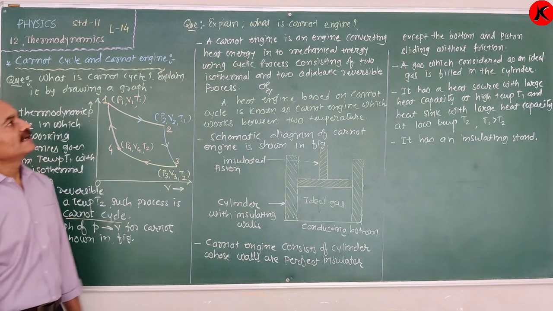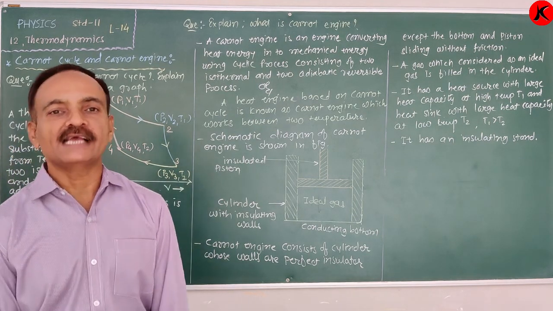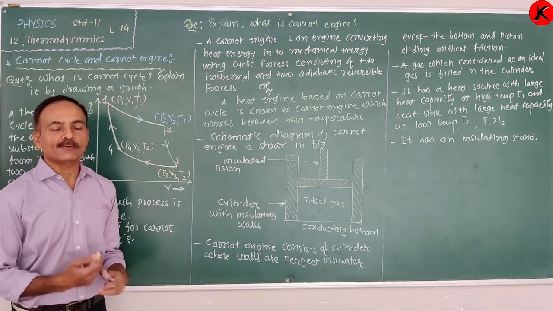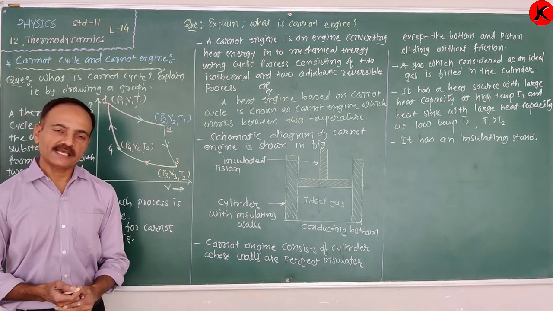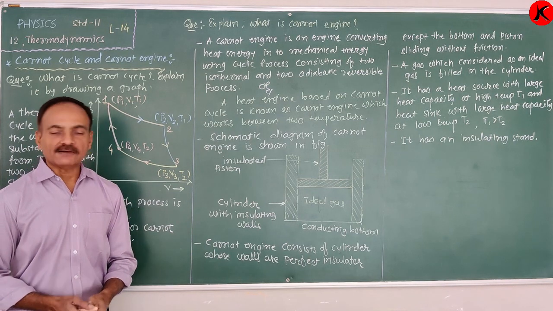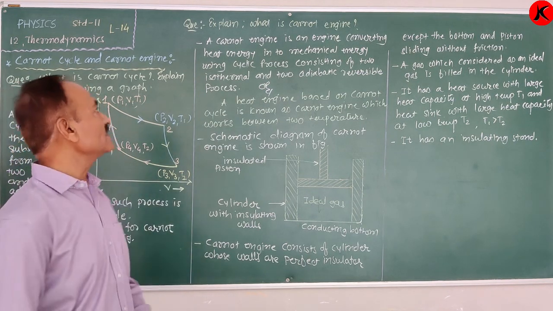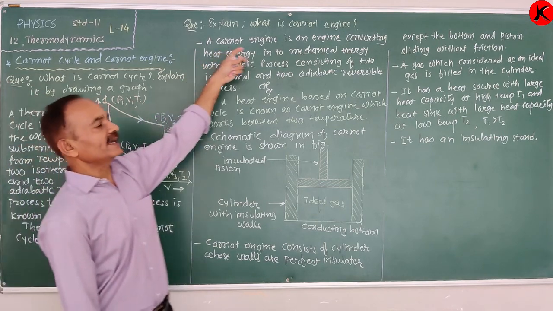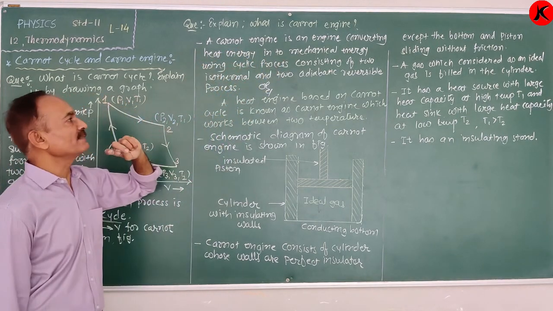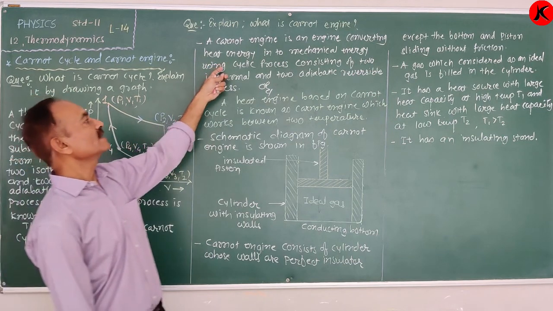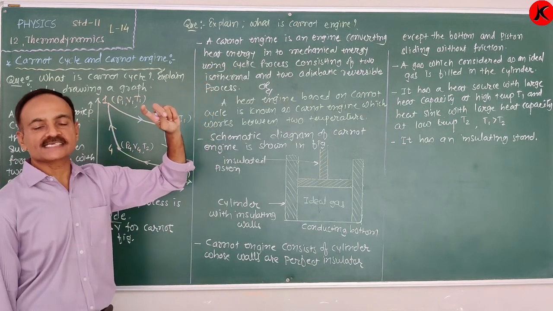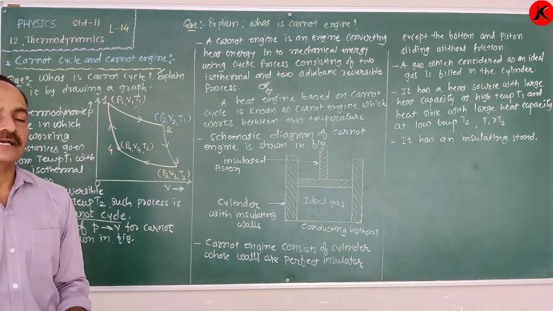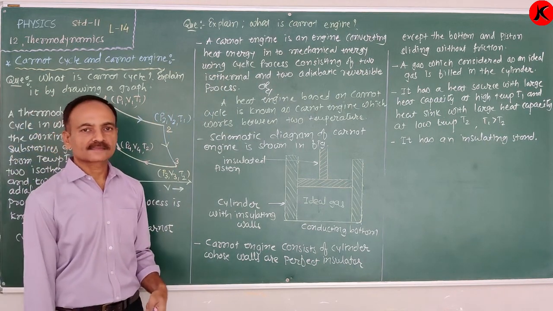After that, explain what the Carnot engine is, or in other words, define the Carnot engine and also explain it. Now, the definition of the Carnot engine is that a Carnot engine is an engine converting the heat energy into the mechanical energy, that means the work, using a cyclic process consisting of 2 isothermal and 2 adiabatic reversible processes.